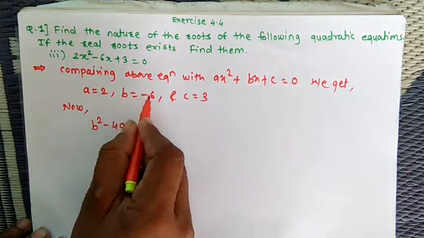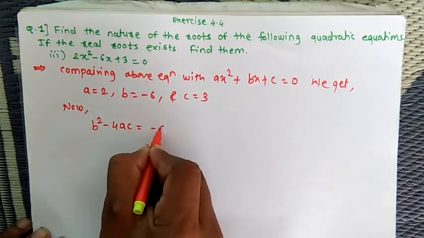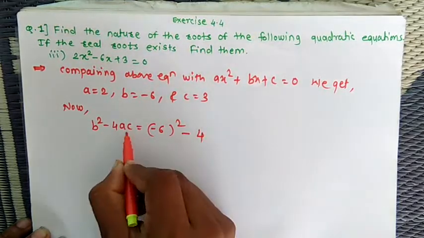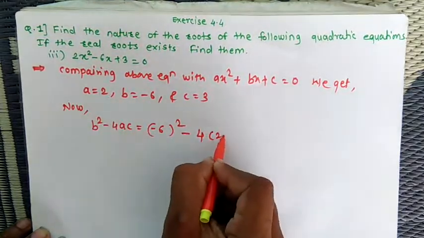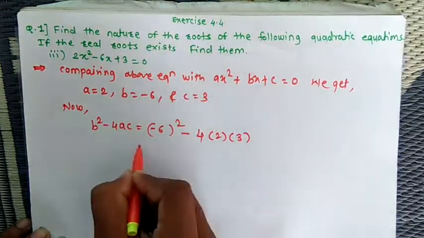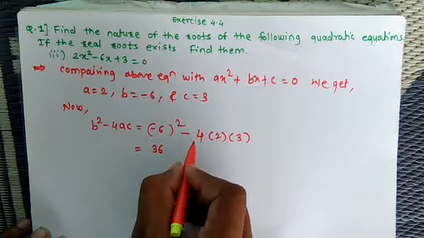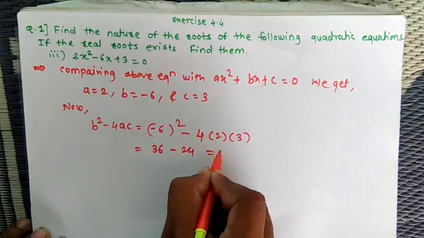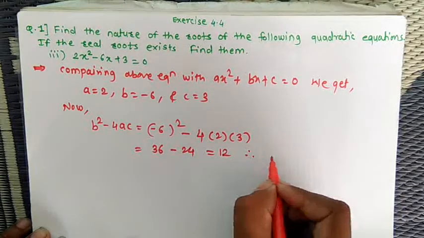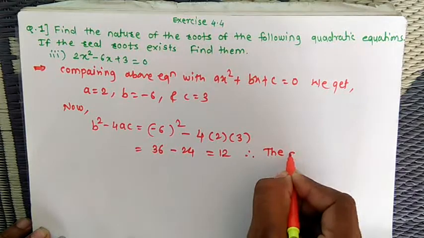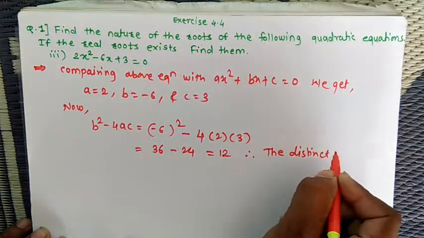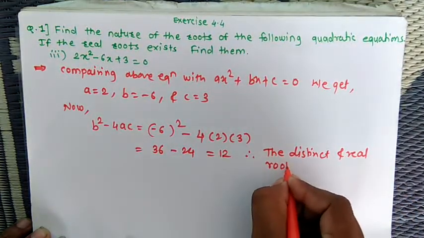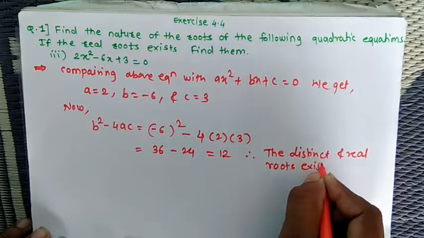What is the value of b here? B is minus 6. Put instead of b, we have to write minus 6 whole square, then minus 4 into a into c. What is the value of a here? A is 2 and c is 3. Minus 6 square, that is 36, minus 4 into 2, 8, 8 into 3, 24. 36 minus 24, which is equal to 12. Therefore, distinct and real roots exist.